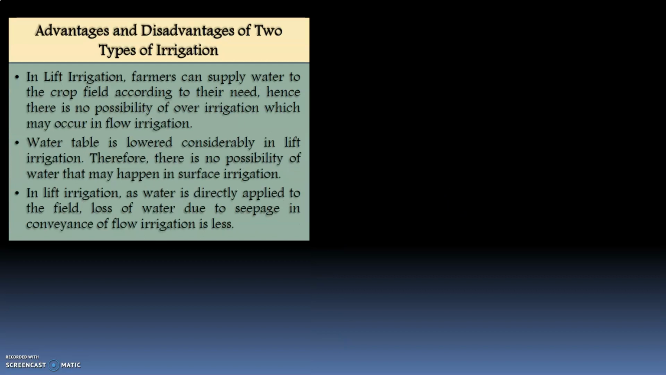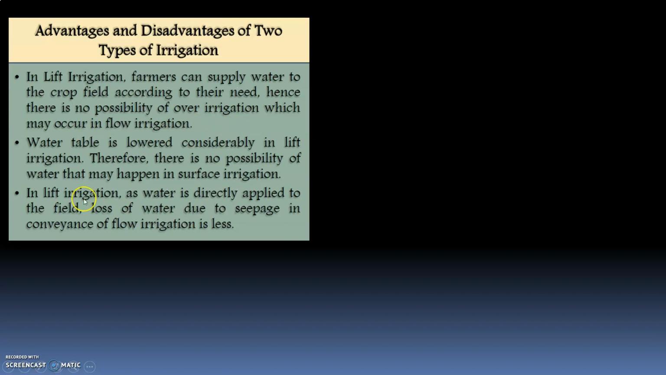Next we'll see what are the advantages and disadvantages of these two types of systems, I mean lift irrigation and flow irrigation. In lift irrigation, farmers can supply water to the crop field according to their need. Hence, there is no possibility of over irrigation, which may occur in flow irrigation. That is the advantage of lift irrigation.